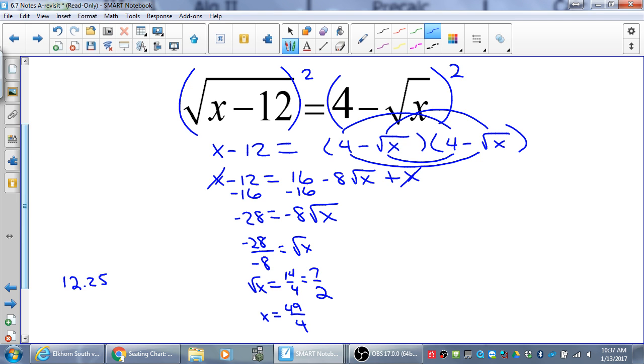So it works. You can have 49 fourths, 12.25. Make sure you check it. Yeah, that should work. That'll work.